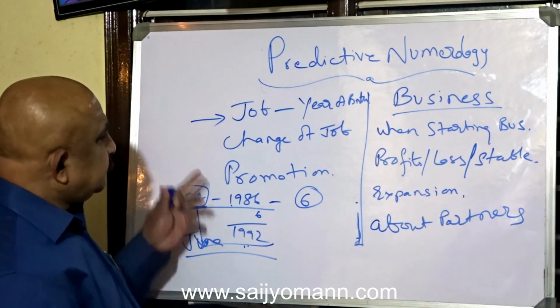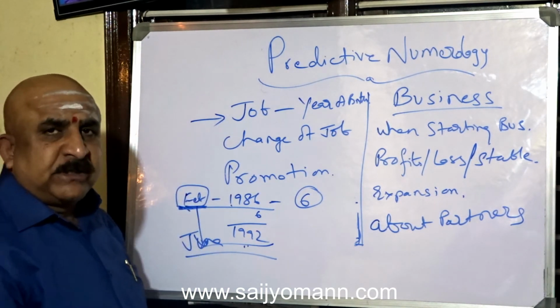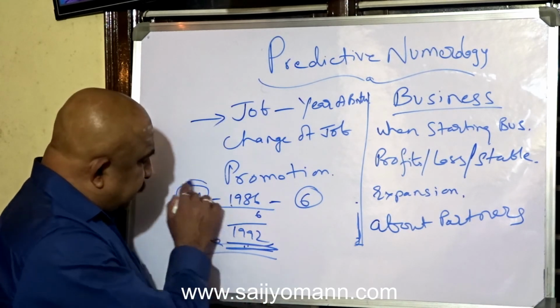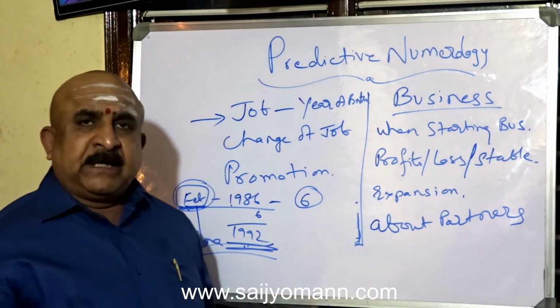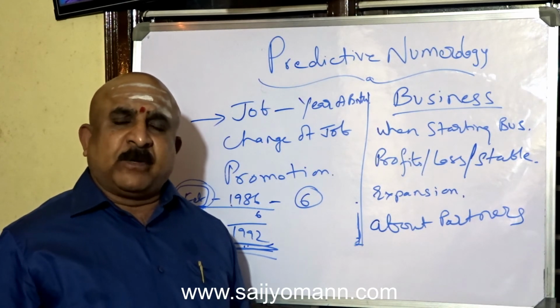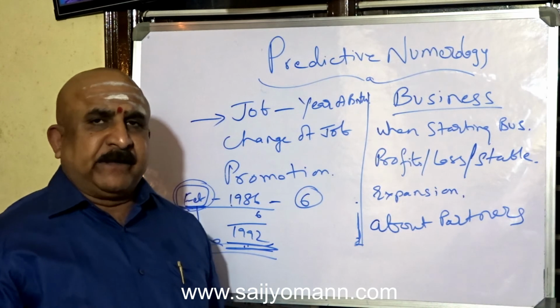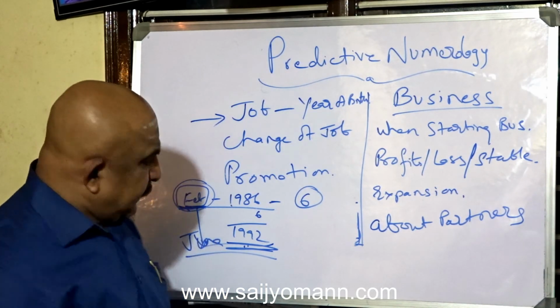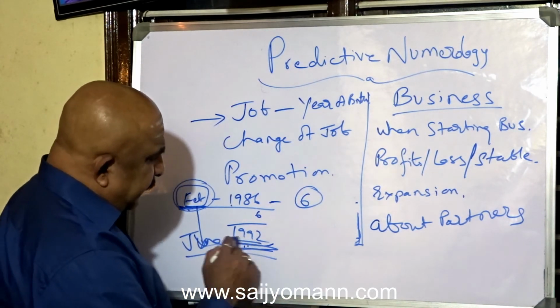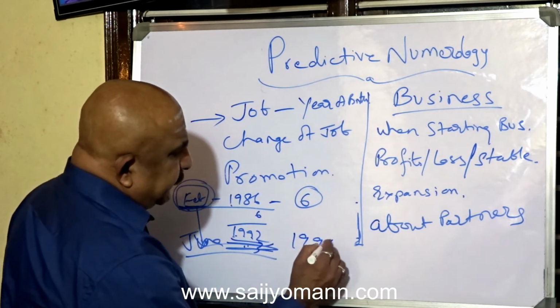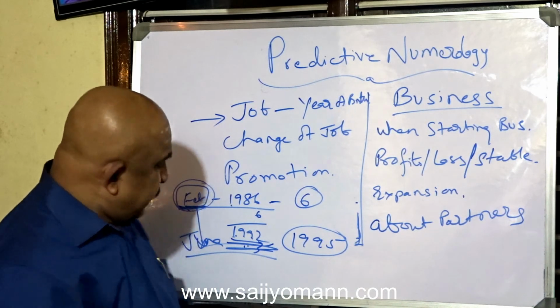Promotion. Promotion also is coming in that format only. Because he has joined in February, that immediately says that he will be changing his job or changing the pattern of job very shortly. That is there in the significations of numbers. And then if you see for 1992, 3 years. By 1995, he will be getting a promotion.